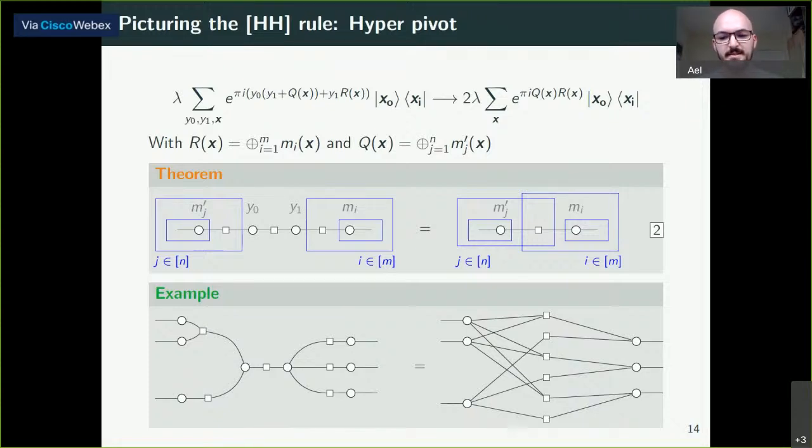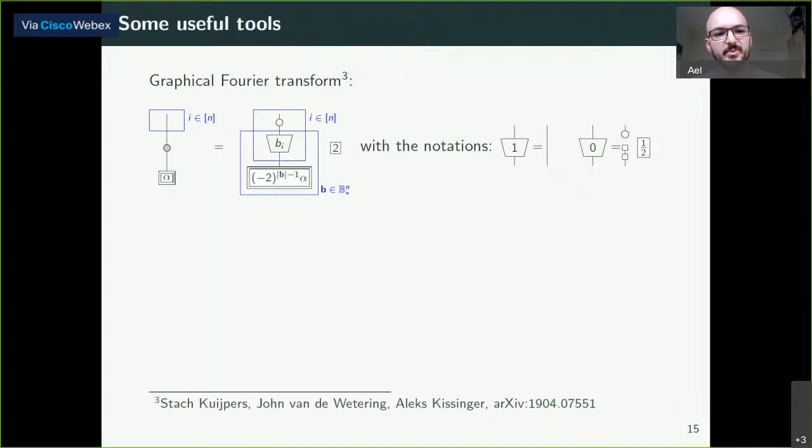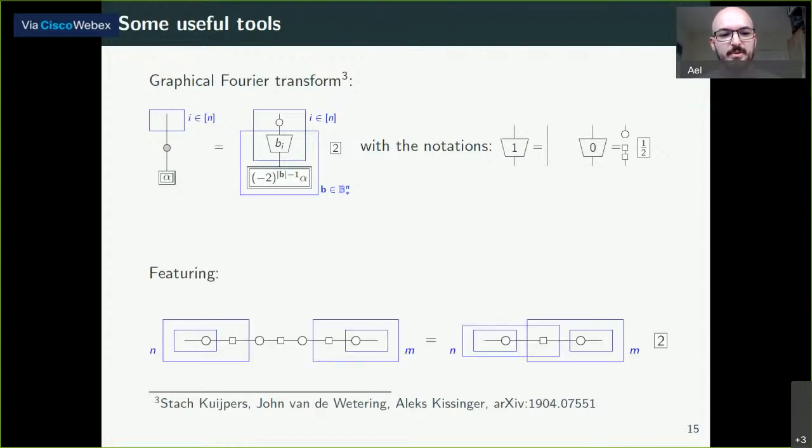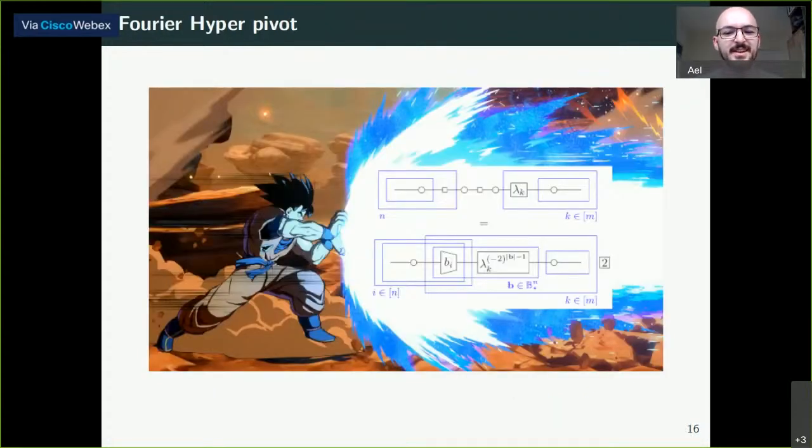But this does not picture completely the HH rule. So to do this, we need the graphical Fourier transform, which is some very useful tool introduced by Stach, John, and Alex a year ago. And this graphical Fourier transform featuring the hyperpivots creates the Fourier hyperpivots. So thanks, Alex, for the picture.